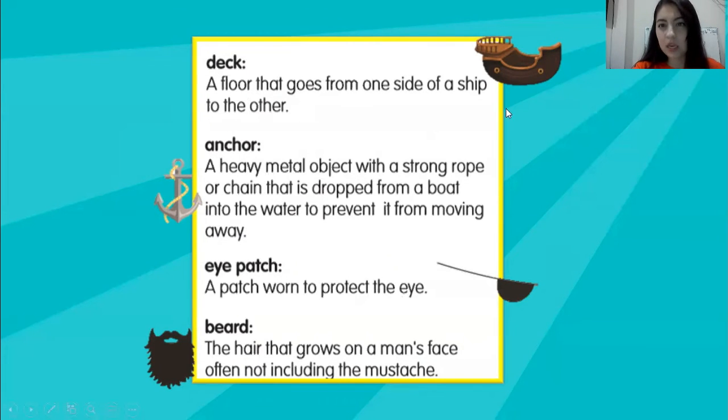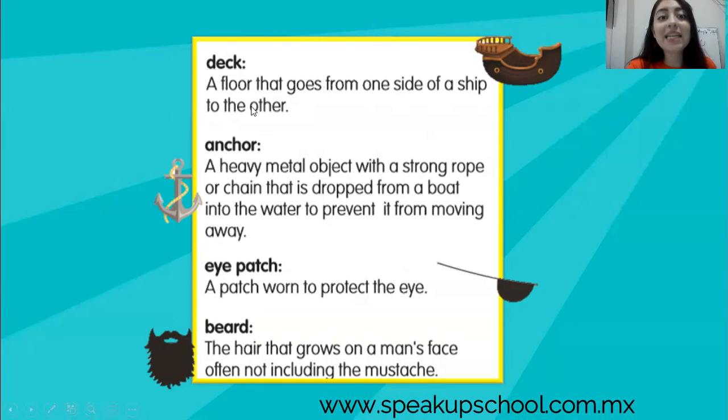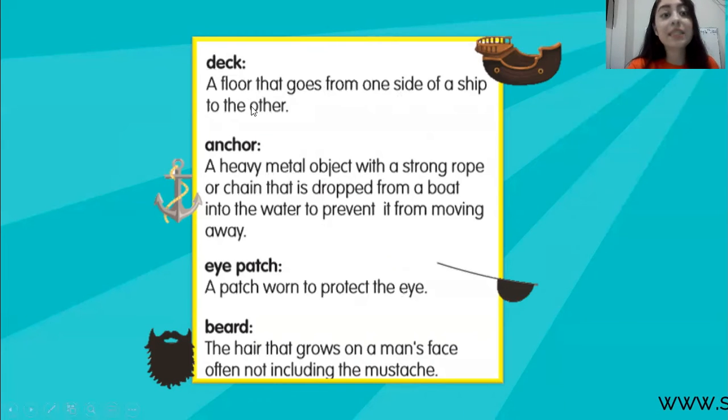Okay, as you can see here, deck. Deck is a floor that goes from one side of a ship to the other. It's all of this part that is a deck, okay? Deck, a floor that goes from one side of a ship to the other, okay? All of that part is the deck.